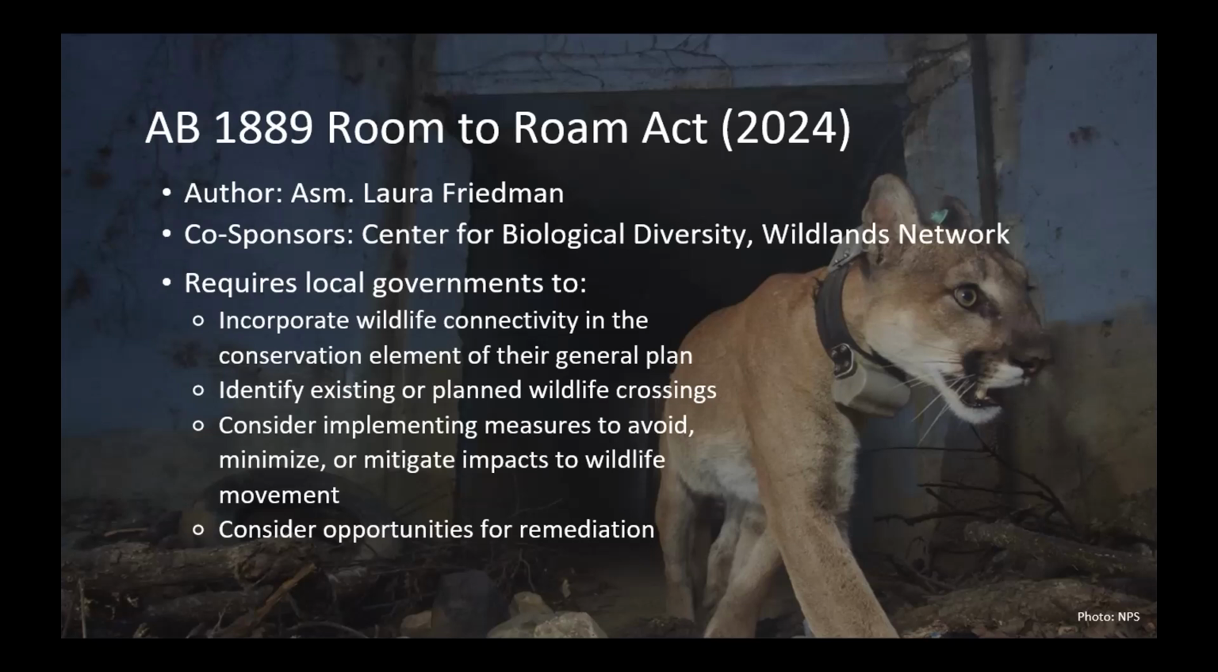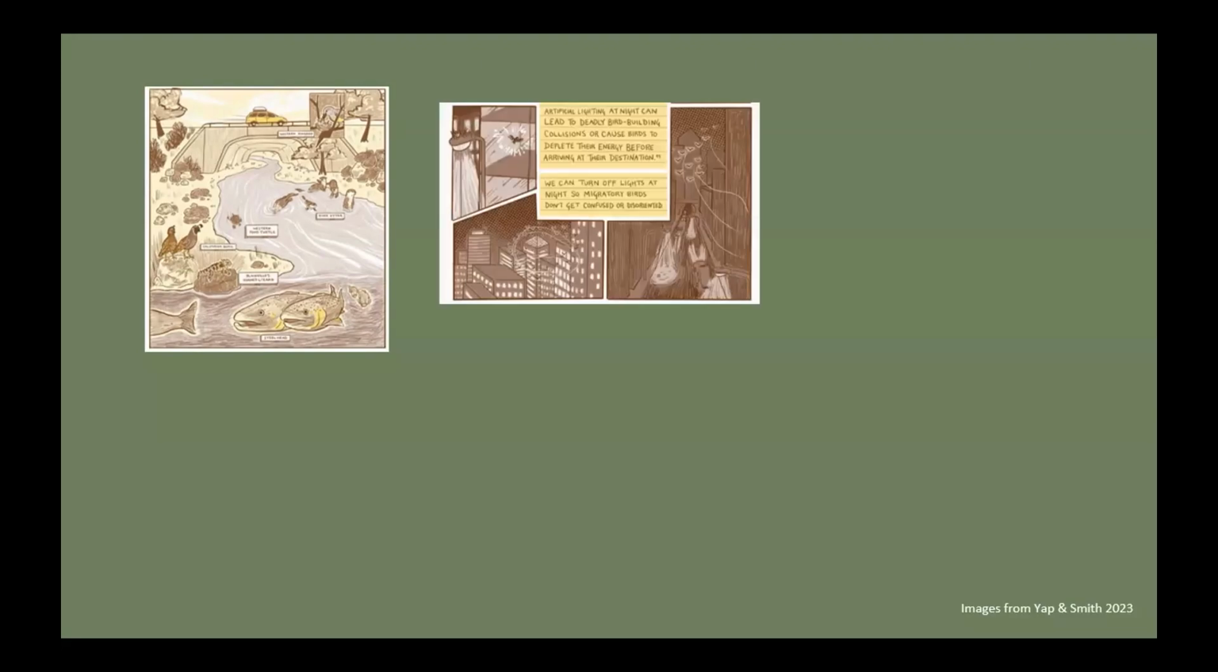It also requires local governments to consider implementing measures to avoid, minimize, or mitigate impacts to wildlife movement and consider opportunities for remediation. And so what does that look like? It can take a lot of different forms. Some of that is ensuring that when roads are retrofitted, the habitat on both sides of those crossings is beneficial to as many species as possible. Also reducing light pollution at night so that migratory birds and bats and other nocturnal species can get to where they need to go safely.